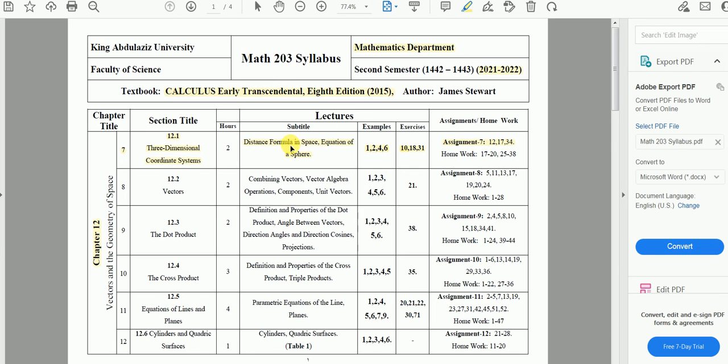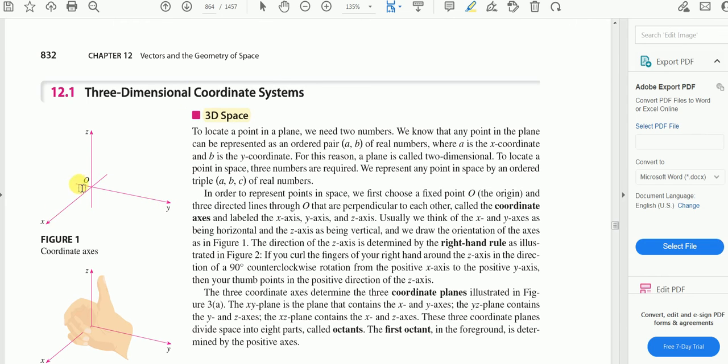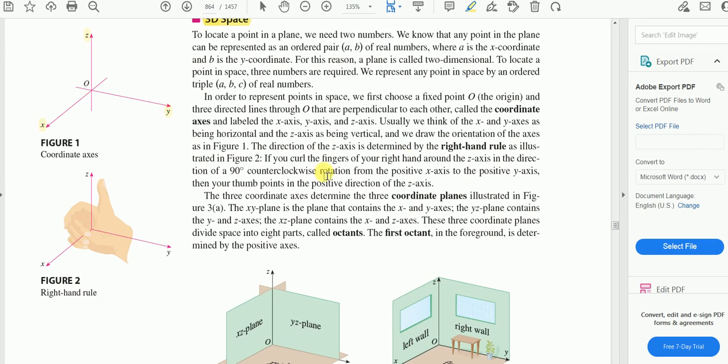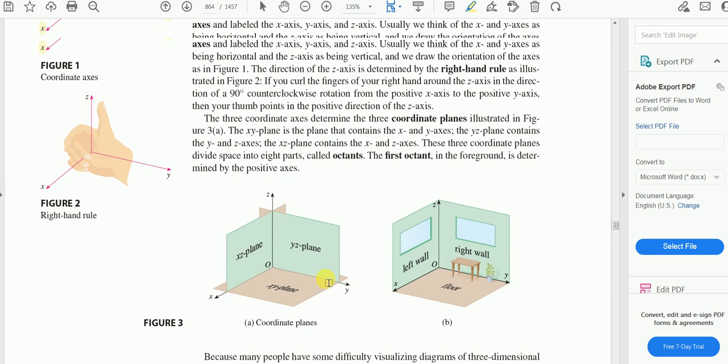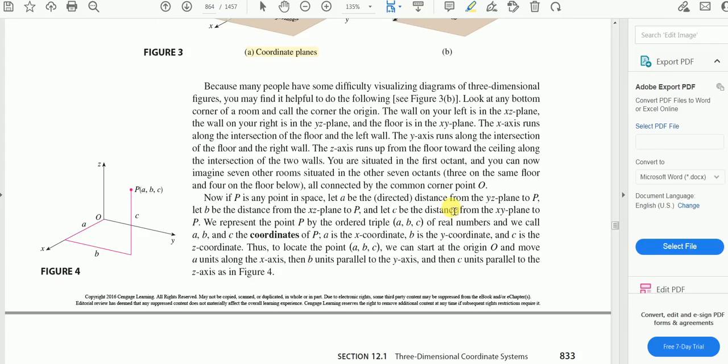So what is the distance formula? We have a beautiful formula given in this beautiful book. So we understood what this is. This is the x coordinate, this is the y coordinate, this is the z coordinate. A three-dimensional coordinate system. For every point in space, you have x, y, z, three coordinates.